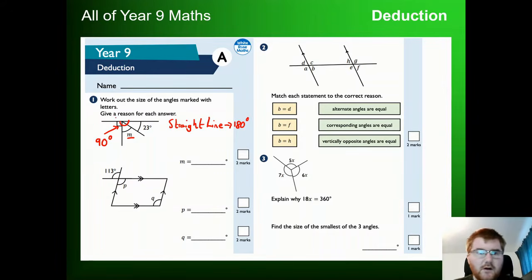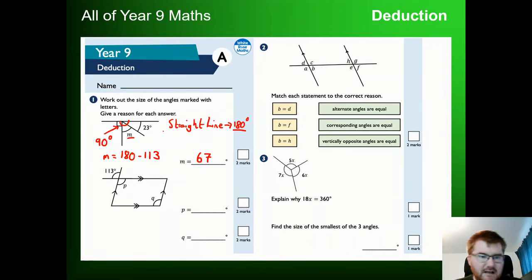So in order to work out what M is, we take the angles that we know so far, so 90 and 23, and add those together, which gives us 113. And so to calculate M, we need to do 180, so the entire straight line, minus these two angles added together. So if we do that, we're going to do 180 minus 113. And if we do that, we get the angle of 67 degrees.